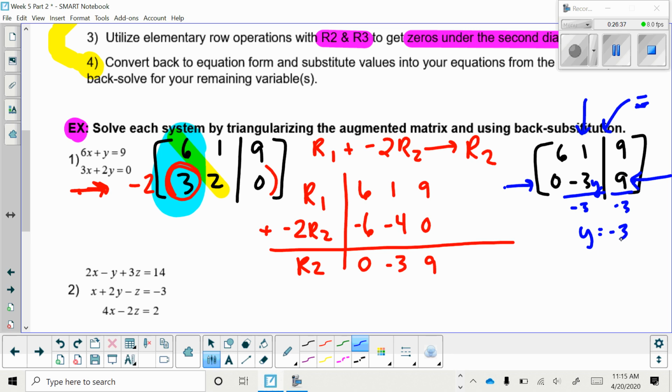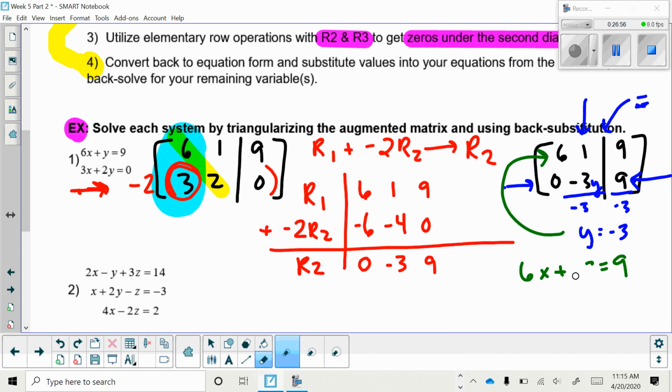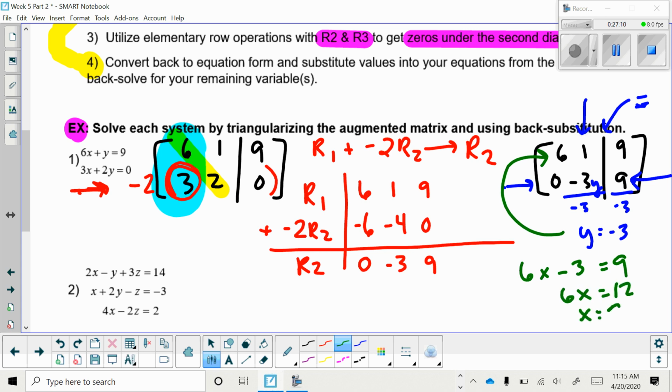And then I back substitute that into the first equation, which represents 6x plus y, which is now -3, equals 9. So that's really a -3, really. We're just trying to be technical. Or I should say minus is really a plus and negative, but whatever. So then add 3 to both sides. 6x equals 12, x equals 2. Don't forget to write this answer as an ordered pair, where x comes first and y comes second.